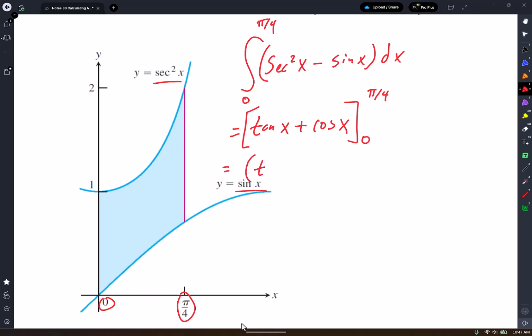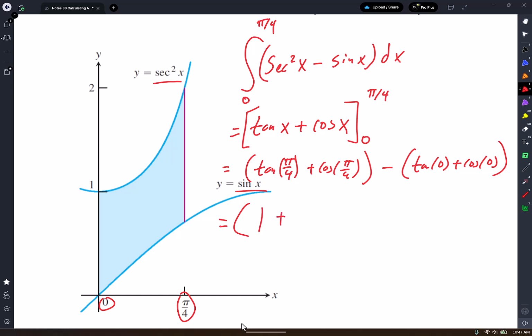Let's put all the tan of pi over 4 plus cosine of pi over 4. Close giant parenthesis, minus open parenthesis, tan of 0 plus cosine of 0. I wasn't going to do that, but I decided to do it last minute so you guys can see all the steps. Equals giant parenthesis. What's tan of pi over 4? 1. Plus cosine of pi over 4.